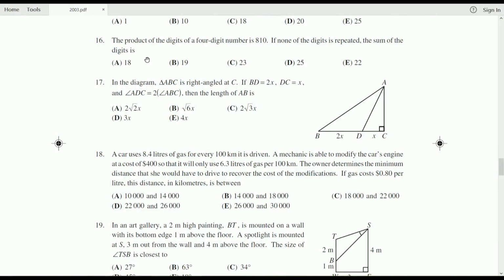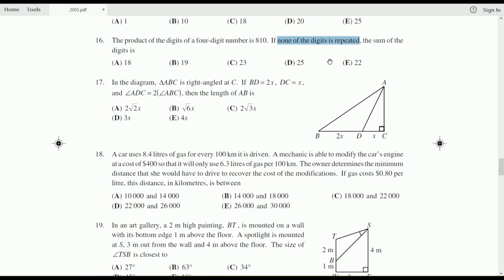So what does this question have to say? The product of the digits of a 4-digit number is 810. If none of the digits is repeated, the sum of the digits is... I think this question was on the Cayley or the Pascal. I seem to recall doing a question like this a little while ago. Product of the digits of a 4-digit number is 810. None of the digits is repeated, the sum of the digits.